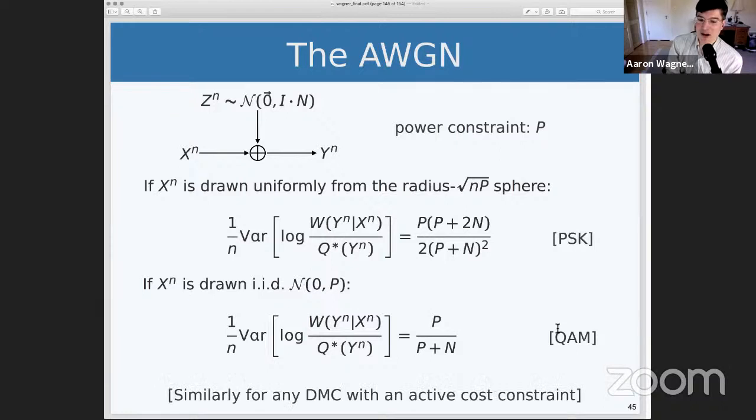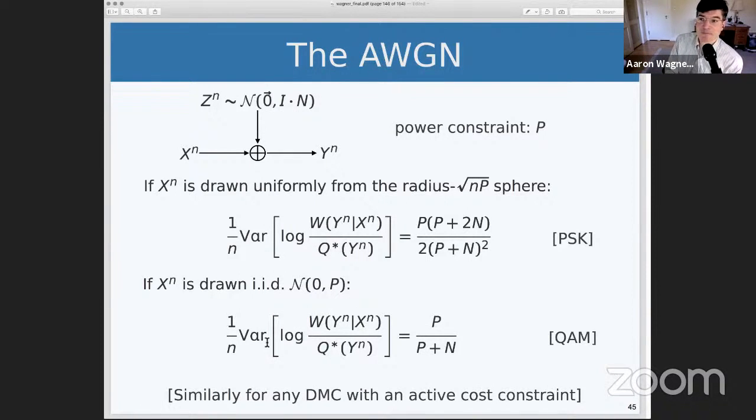But I'll point out that this is not unique to the AWGN channel. Really, any DMC with a cost constraint that's active, meaning that the imposition of the cost constraint forces you to change the input distribution, is going to exhibit a similar phenomenon. You can choose your code words IID, or you can choose them constant composition, and you're going to see a slightly different variance in this log likelihood ratio between those two cases. And so you can, in principle, then do timid bold coding with feedback, and maybe it's useful.